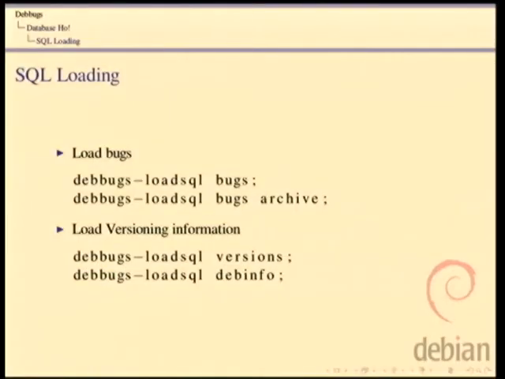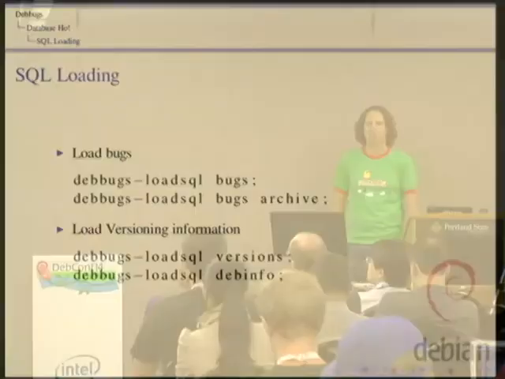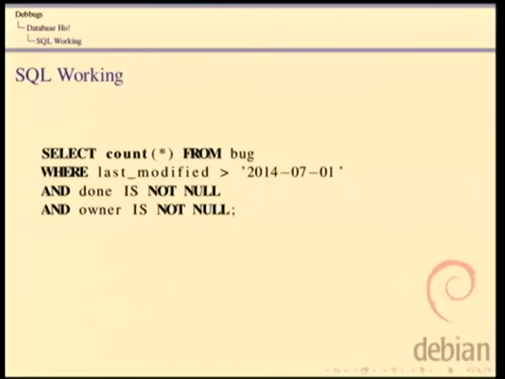Okay, this is actually pretty easy. You just call debbugs SQL bugs, and it'll load them. There are two different parts of bugs in debbugs. There's the ones that you can actually modify, and then there are the archive bugs. So this handles dealing with both sets of bugs. You can also load versioning information. This loads which packages are dependent on other ones, and the dev info loads the architecture and source versioning information. So the SQL is actually working. This is an example of a handwritten SQL query, but you could also write this using DBIx::Class.